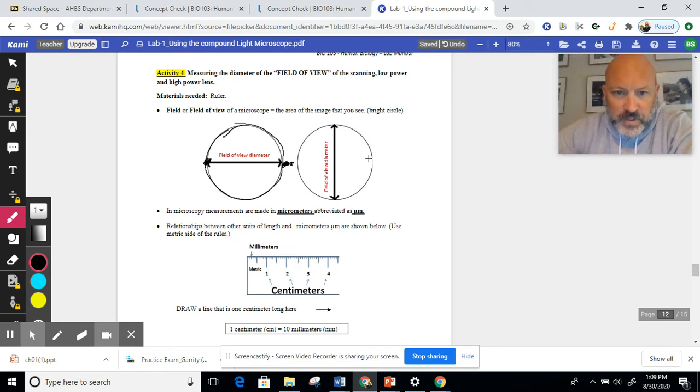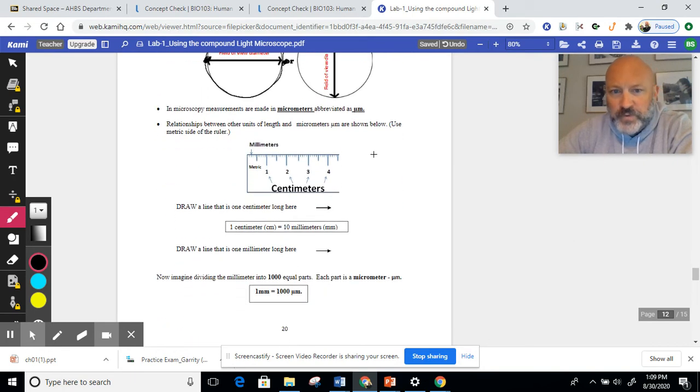Now, in class, what you can do is take a clear ruler and put the ruler in there and measure the number of millimeters going across for each lens. Remember, each lens is going to be different because they have different strengths.